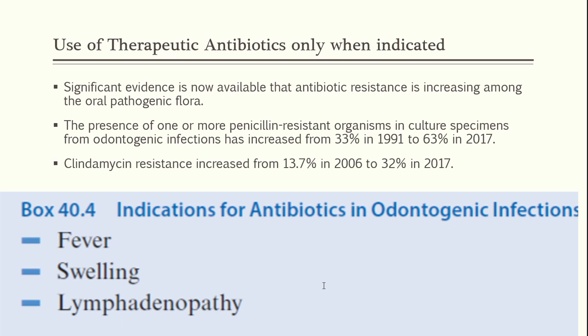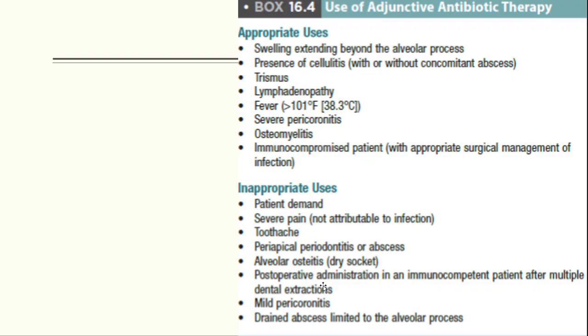So the presence of one or more penicillin-resistant organisms has increased since 1991, from 33% to 63% in 2017. Clindamycin resistance went from 13.7% in 2006 to 32% in 2017. It's increasing, it's not decreasing. Now, other indications are swelling beyond the alveolar process, cellulitis, trismus, lymphadenopathy, fever, pericoronitis, osteomyelitis, and immunocompromised patients.